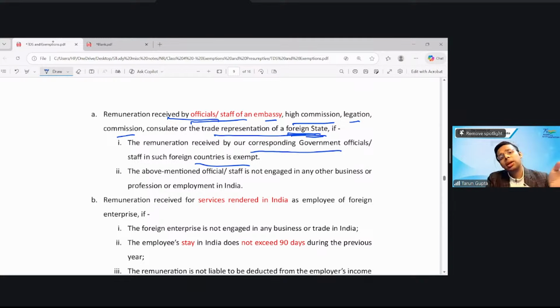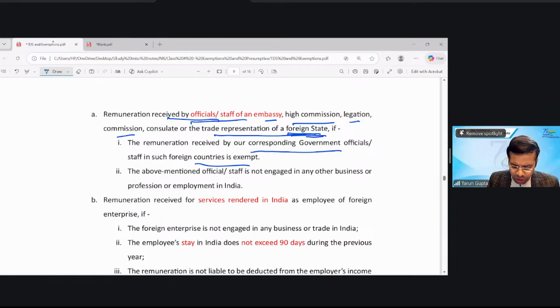India must be having an embassy in the US. The US is also having an embassy in India. If the US doesn't tax the person working in the Indian embassy in the US, then even India will not tax the person working in the US embassy. Clear? So quid pro quo. You give me relief, I give you relief. You tax me, I tax you. Okay.